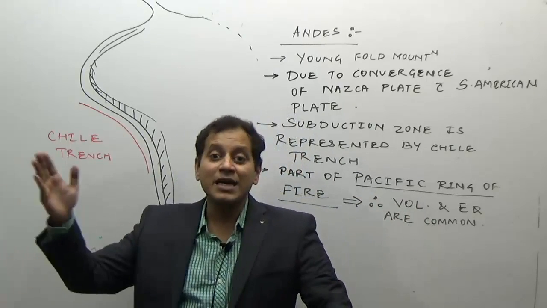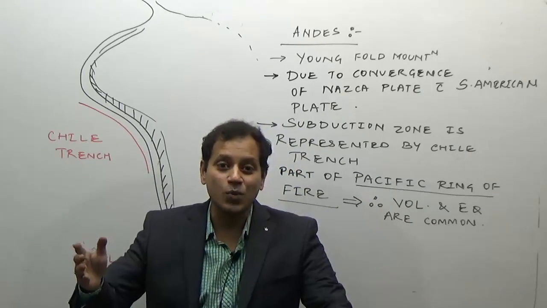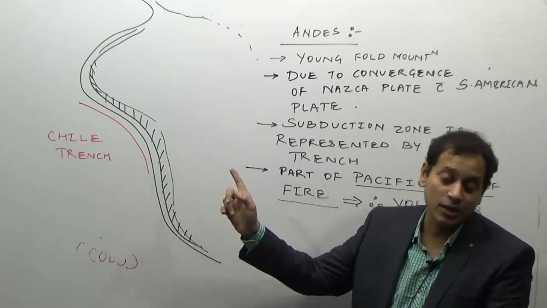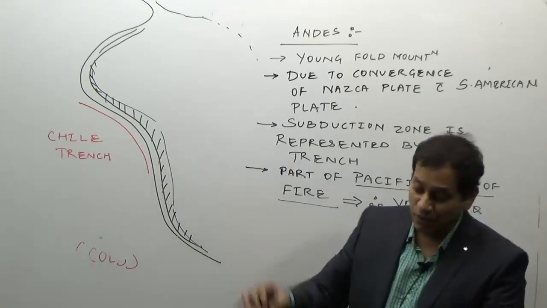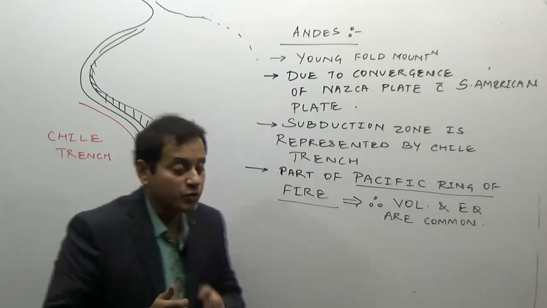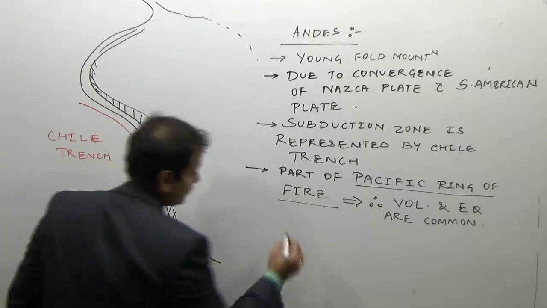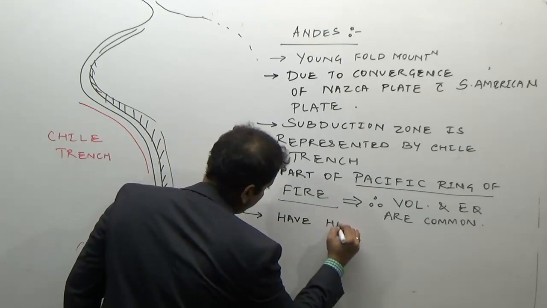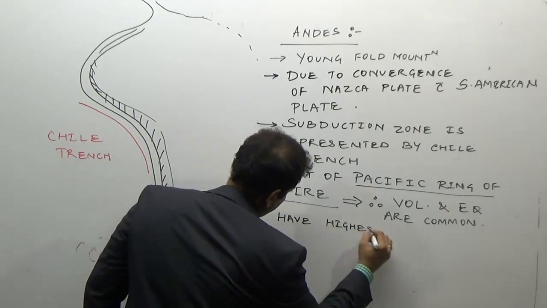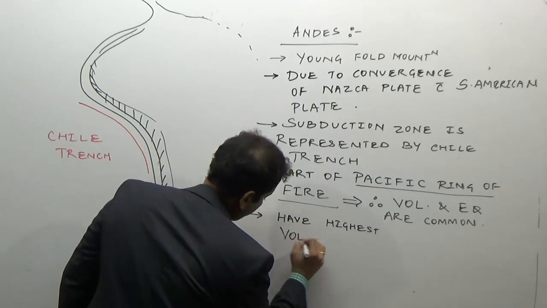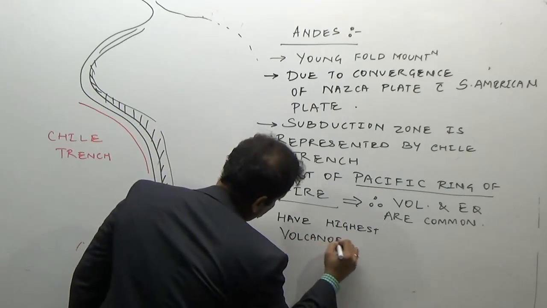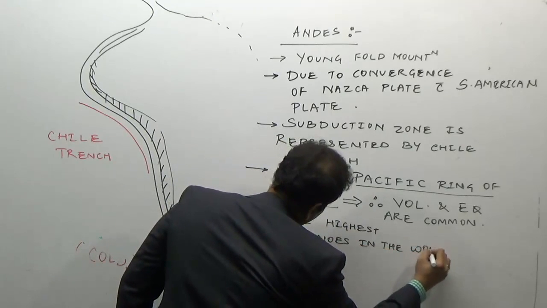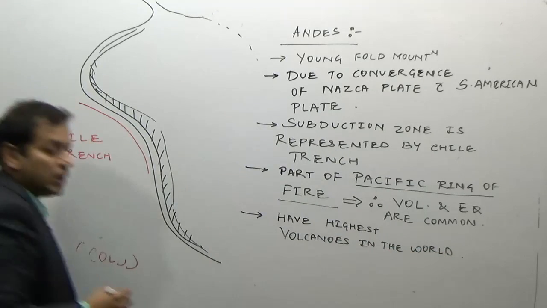So after the Himalayas, which is the highest mountain system in the world? It is the Andes mountain, which is the second highest mountain system in the world. So you remember, the Andes mountains have the highest volcanoes in the world.